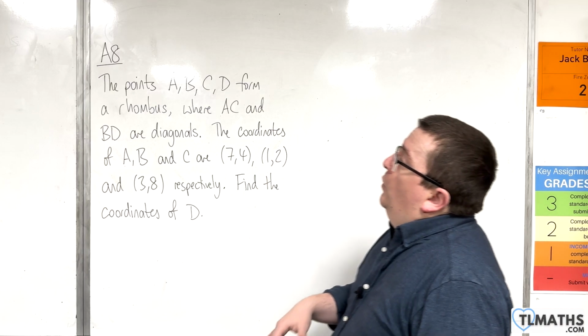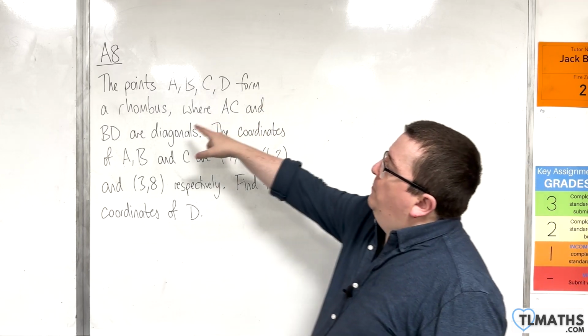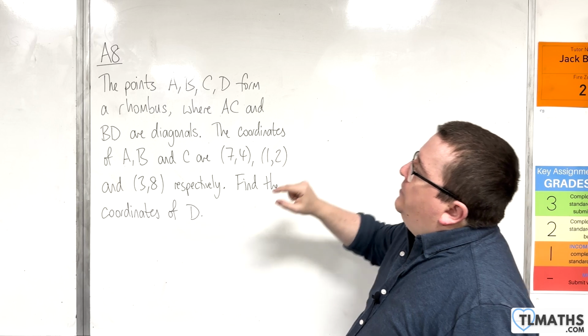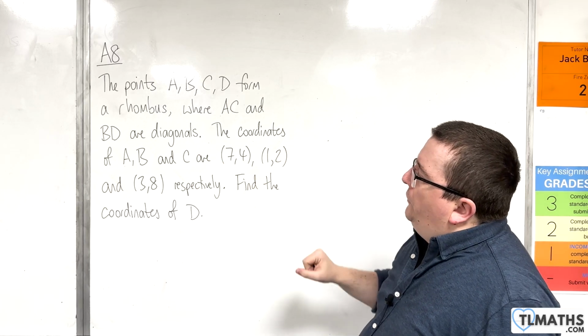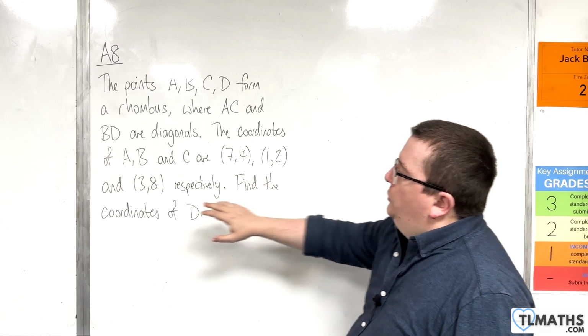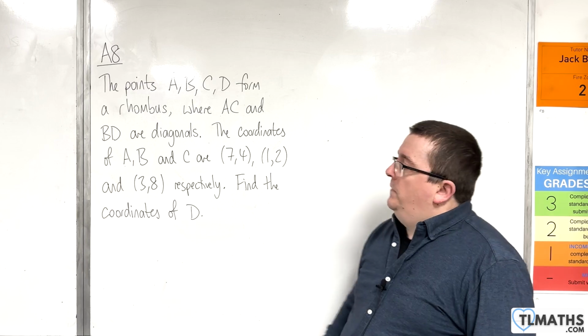So in this video, we have the points A, B, C and D form a rhombus, where AC and BD are diagonals. The coordinates of A, B and C are (7, 4), (1, 2) and (3, 8) respectively. Find the coordinates of D.